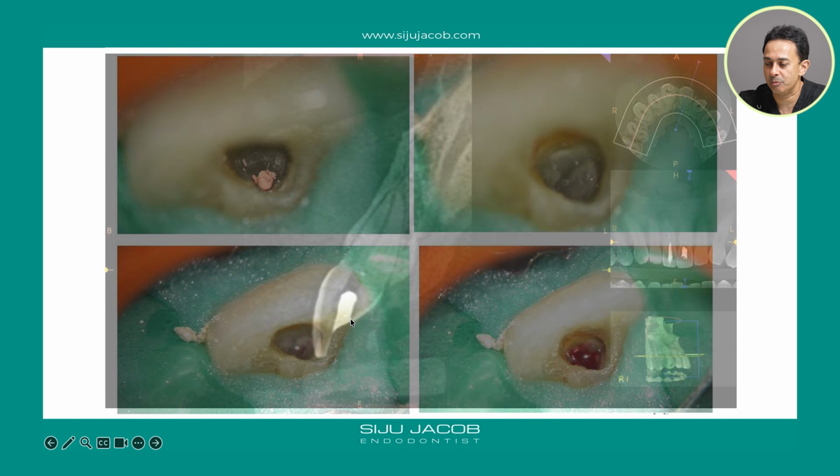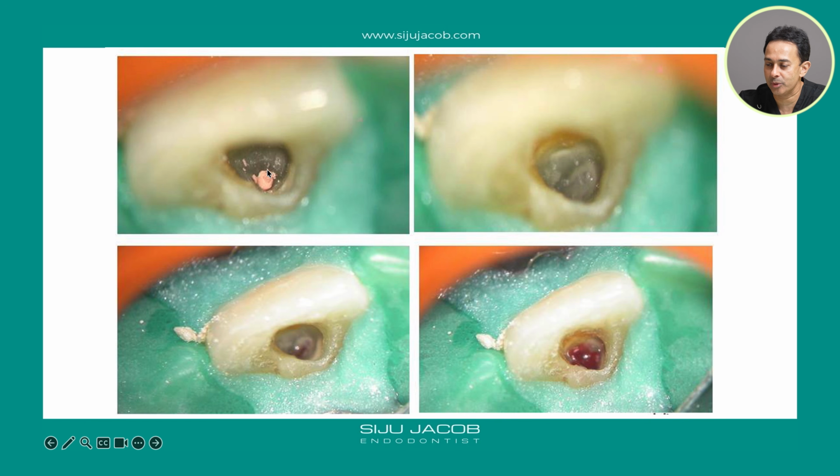Now, armed with that information, I go back into the canal. I know that this is where I put a gutta percha, so this is where the canal is probably going to be. So I removed the gutta percha there, and that's exactly where the canal was. I took a Munce burr, I just drilled down a bit into this area here, and that's where we found the canal. And you can see there's a bit of inflammation there.